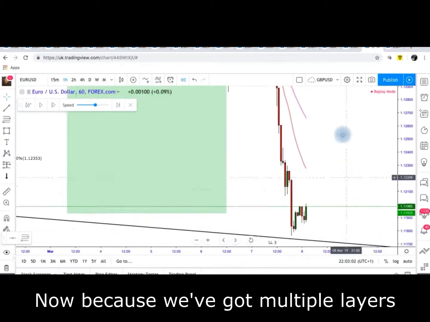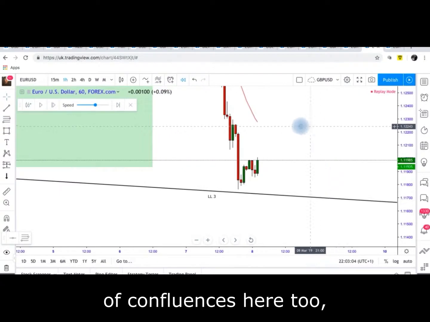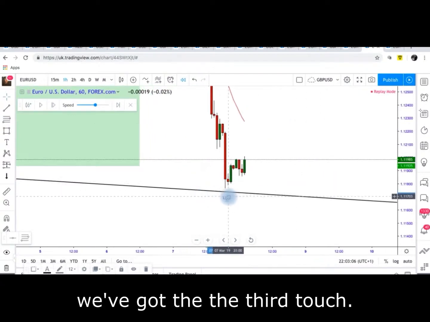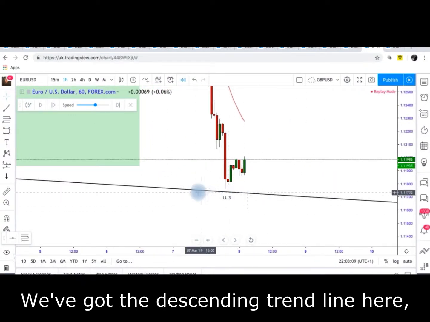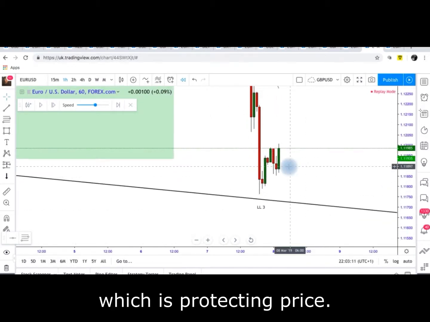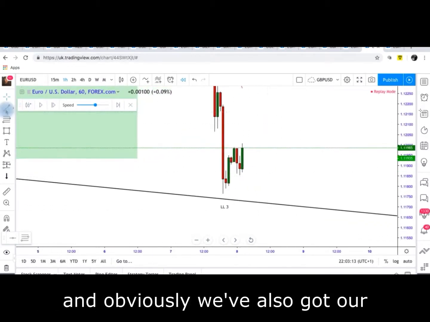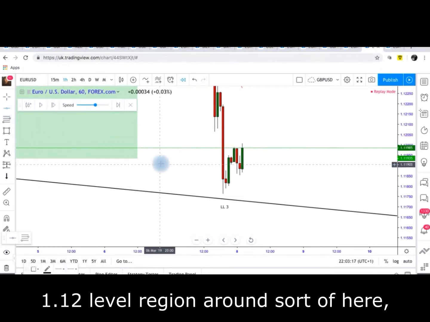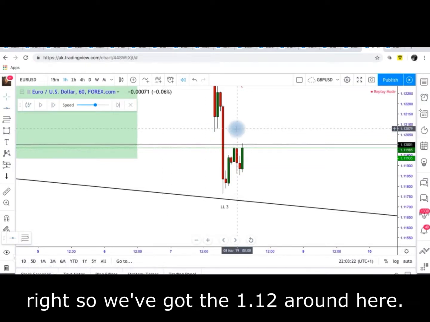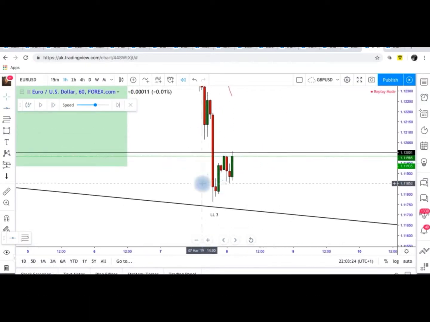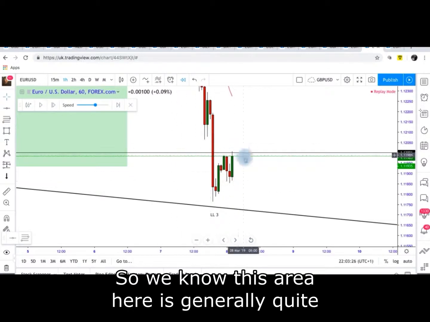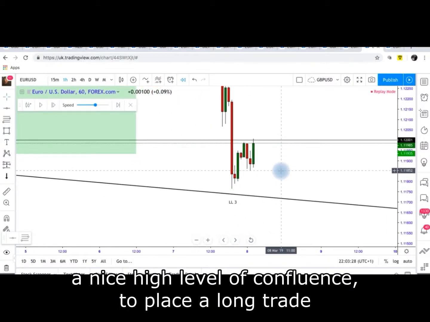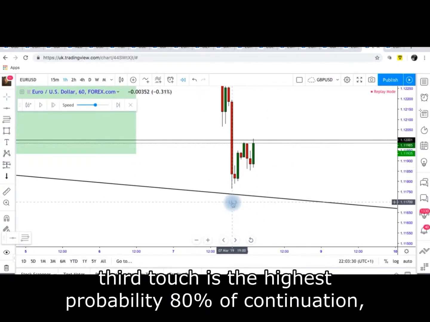Now, because we've got multiple layers of confluences here too, we've got the third touch, we've got the descending trend line here, which is protecting price. We've got a bullish engulfing candlestick, and obviously we've also got our 112 level region around here. So we know that this area is generally a nice high level of confluence to place a long trade. Third touch is the highest probability, 80% of continuation.